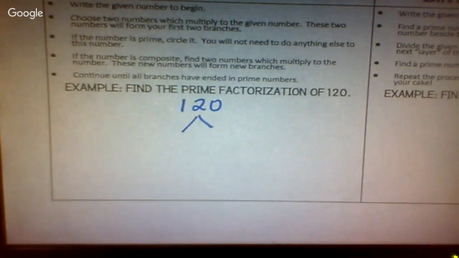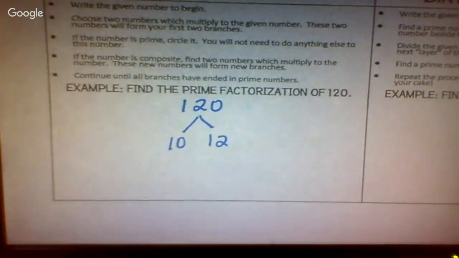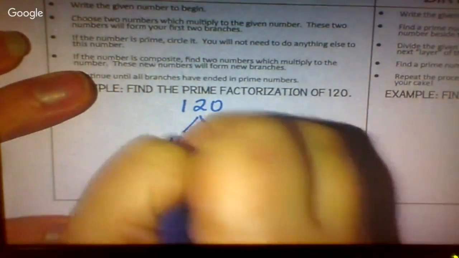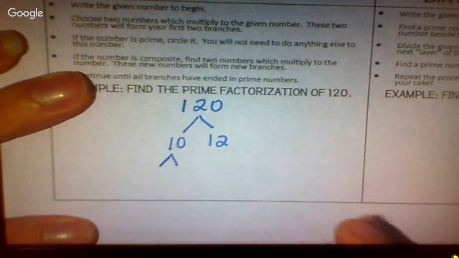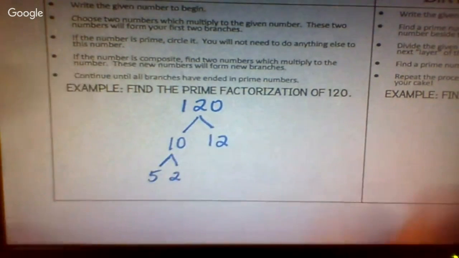Okay, so prime factorization of 120. 120 breaks down into, Sienna said, 10 and 12. Okay, so now you need to look at it. Is 10 prime? Or does 10 break down even more? 10 breaks down even more. What does 10 break down into, Deja? 5 and... 5 and 2. Okay, so 10 breaks down into 5 and 2.